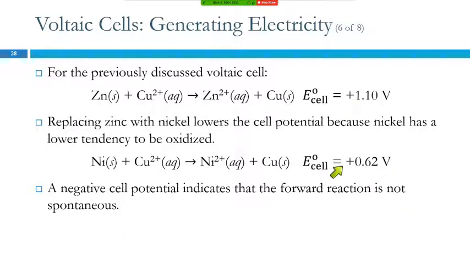Both of these are positive, which indicates that the reaction is spontaneous in the forward direction. If we get a negative cell potential, that means that the forward reaction is not spontaneous.